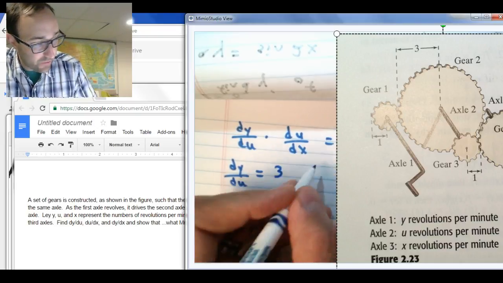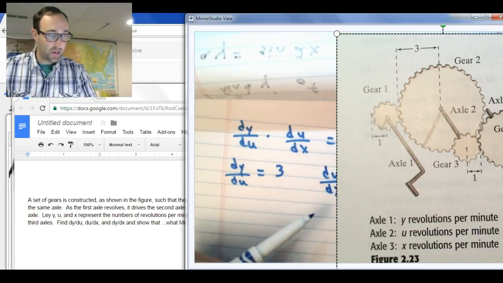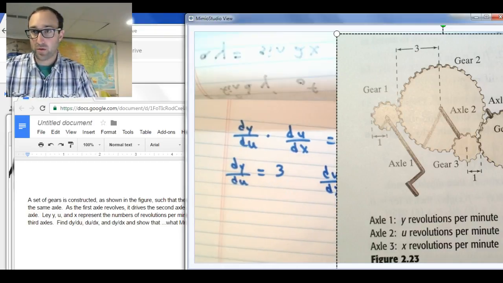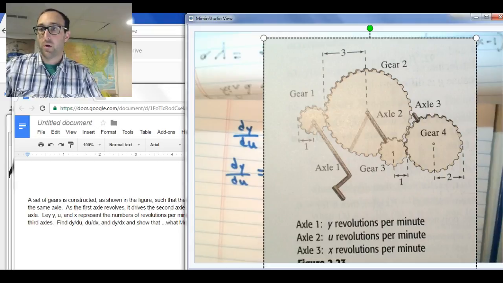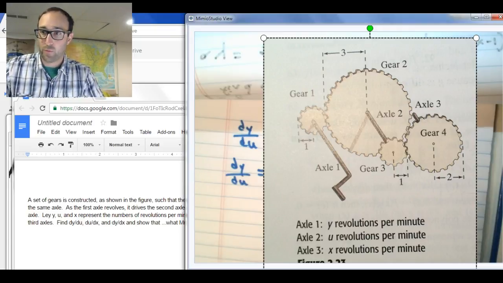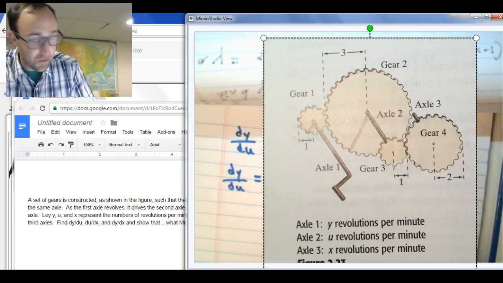Okay, so then we're also going to say that du over dx is how many revolutions for the final gear, so gear 4. So gear 4 and gear 3, it doesn't matter what gear 2 did, because gear 2 is only going to move the axle, and gear 3 is going to move gear 4, which moves axle 3. We know that gear 4 is twice the radius, so it's going to be twice the circumference. That means gear 3 and axle 2 has to move around twice before gear 4 will move around once. So that means it's going to be 2. So du over dx is going to be 2.